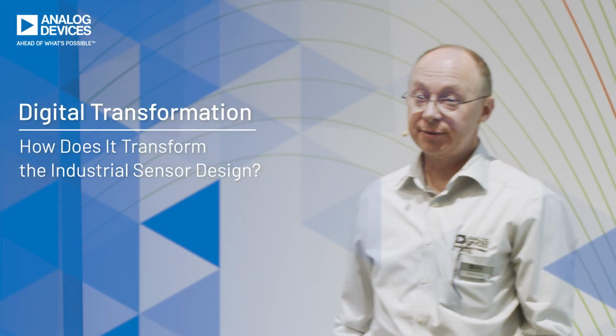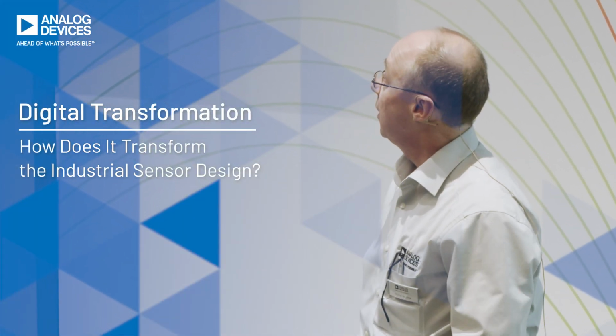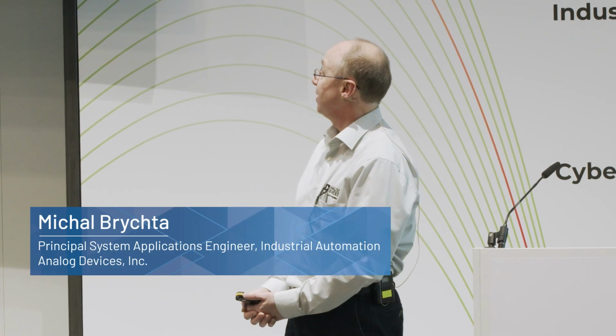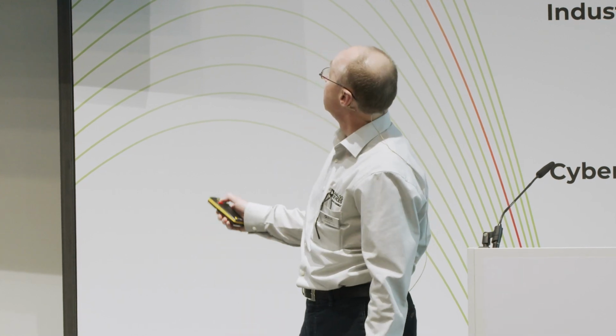How does the digital transformation transform industrial sensor design? The industry is demanding more data, and more data is needed for improving the efficiencies and improving the manufacturing of any factory, be it factories or the process industry. Everybody's looking for more data and using the data for optimization of the process.